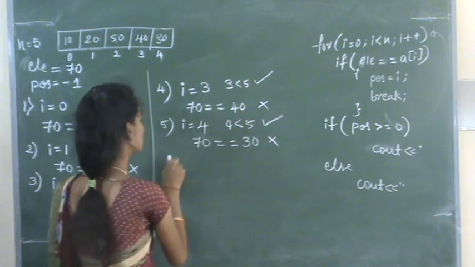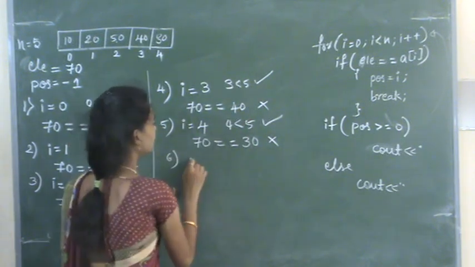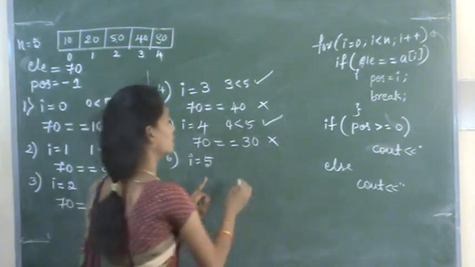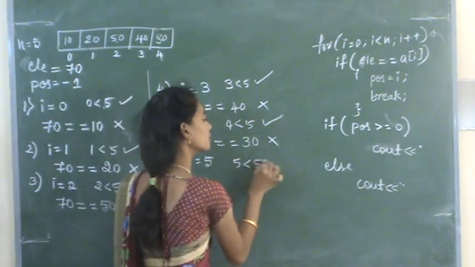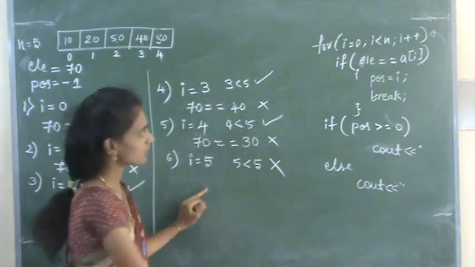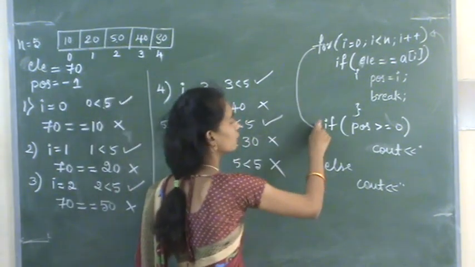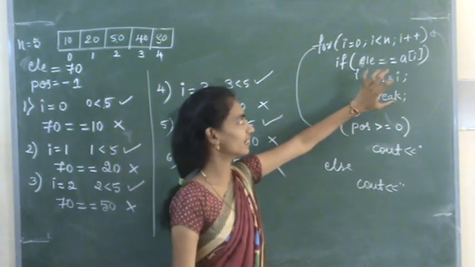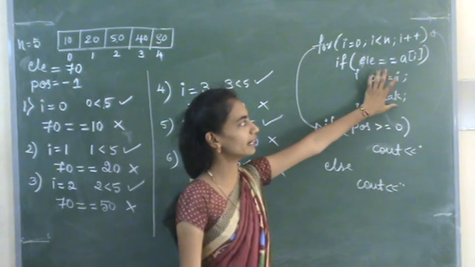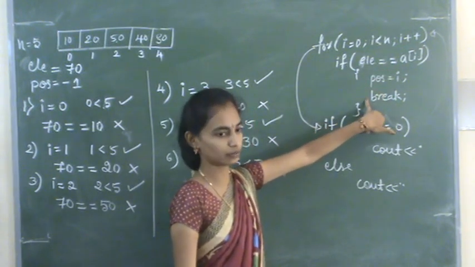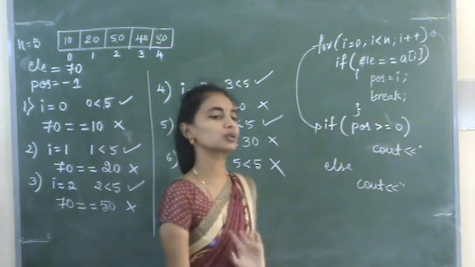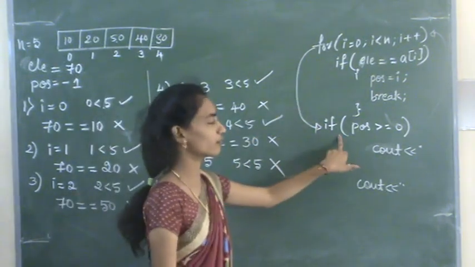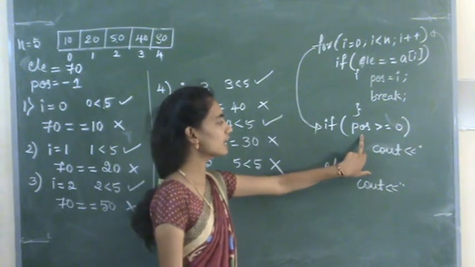Again go back to the for loop. It will increment the I value. So now I value becomes 5. So 5 is less than 5. The condition becomes false. It comes out of the for loop. So this part doesn't work. Okay. So when this condition becomes true, then only these two statements will work. Otherwise these two instructions or statements will not work. So now it will come out of the for loop and check the condition.